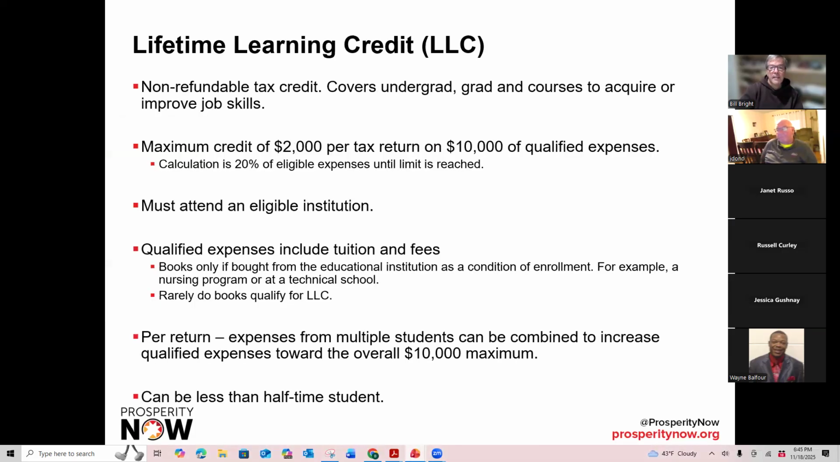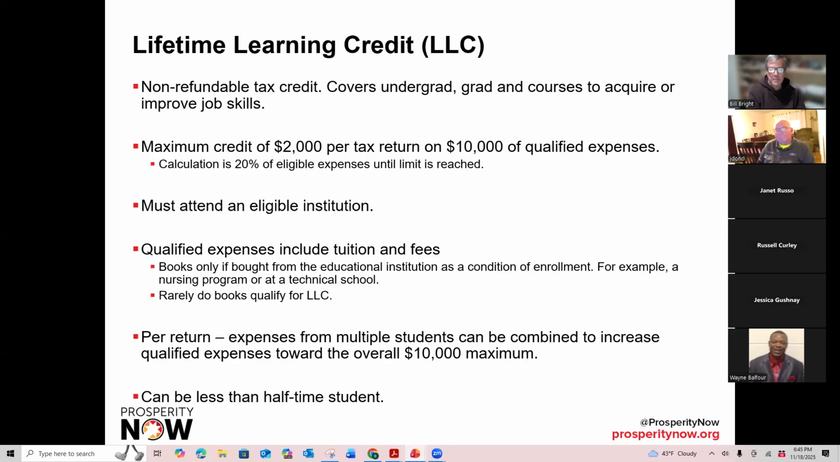Now, the Lifetime Learning Credit, again, this is for people who have already graduated. It's non-refundable. It does cover some undergraduate classes and graduate courses to improve a job skill. You've got your degree, you decide you want to learn how to be a welder. You go to Votech school and you can do some of that. The maximum credit is $2,000 per tax return on $10,000 of qualified expenses. So 20% of the eligible expenses until that limit is reached.